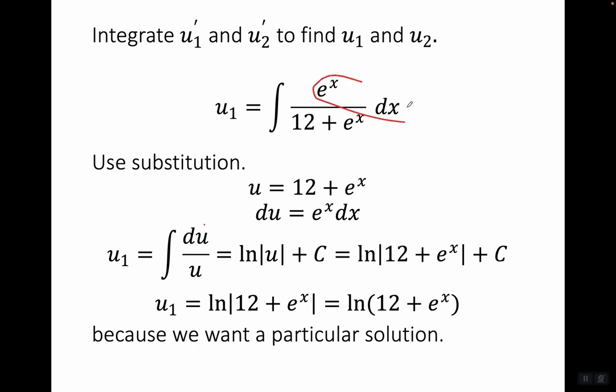So notice we've got e to the x dx, and that's du, and then we've got u on the bottom. So this is just du over u. Oh man, we know how to integrate that. That's the natural log of the absolute value of u plus c.